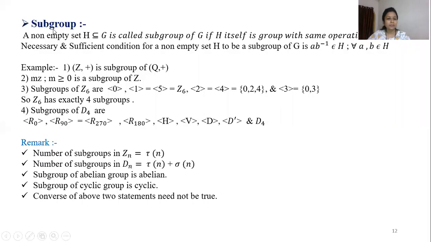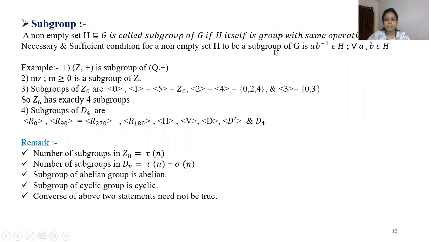Now, let us go with the definition of subgroup. Let H be any non-empty set. We say that H is a subgroup of G if H itself is a group with the same operation as on G. And a necessary and sufficient condition to check whether a non-empty set H is a subgroup of G is that ab inverse belongs to H for all a and b belonging to H.